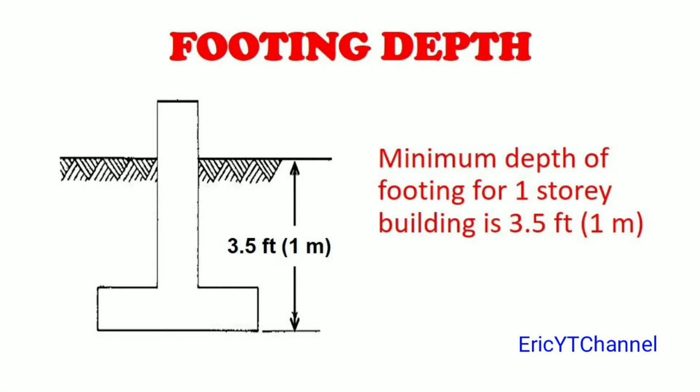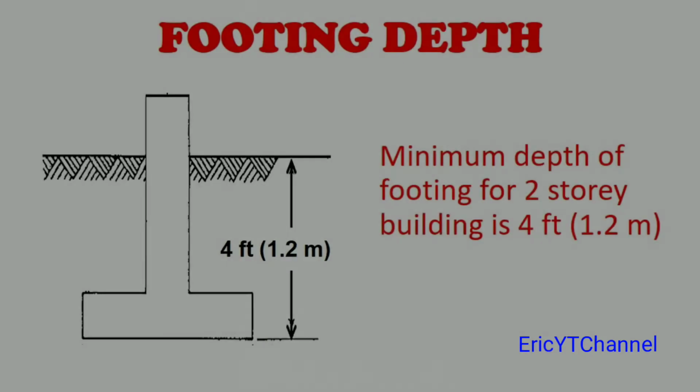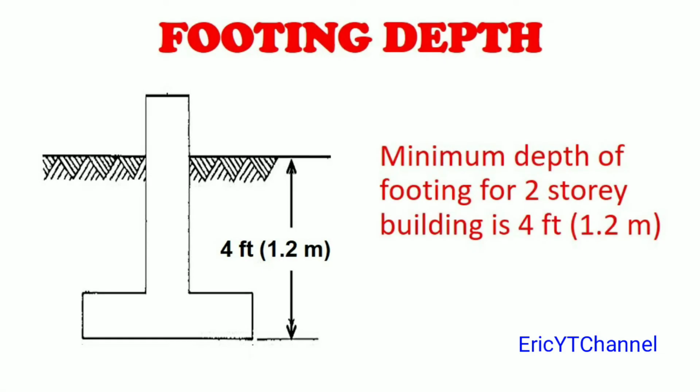Footing. Footing depth. Specification is minimum depth of footing for one-story building is 3.5 feet or 1 meter. Footing depth. Specification is minimum depth of footing for two-story building is 4 feet or 1.2 meter.